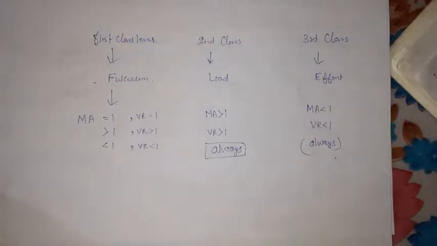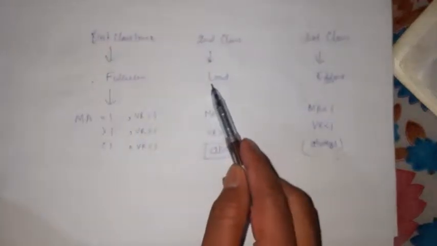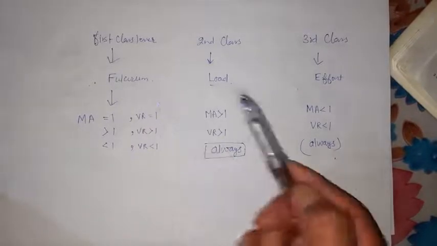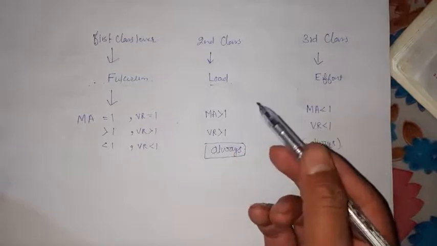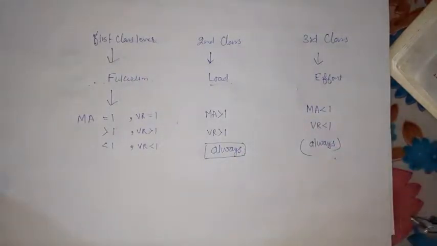So how can you identify? Whenever you get any example, you need to look at which one is in between the two. If the fulcrum is in between, it is a first class lever. If the load is in between, it is a second class lever. If the effort is in between, it is a third class lever.